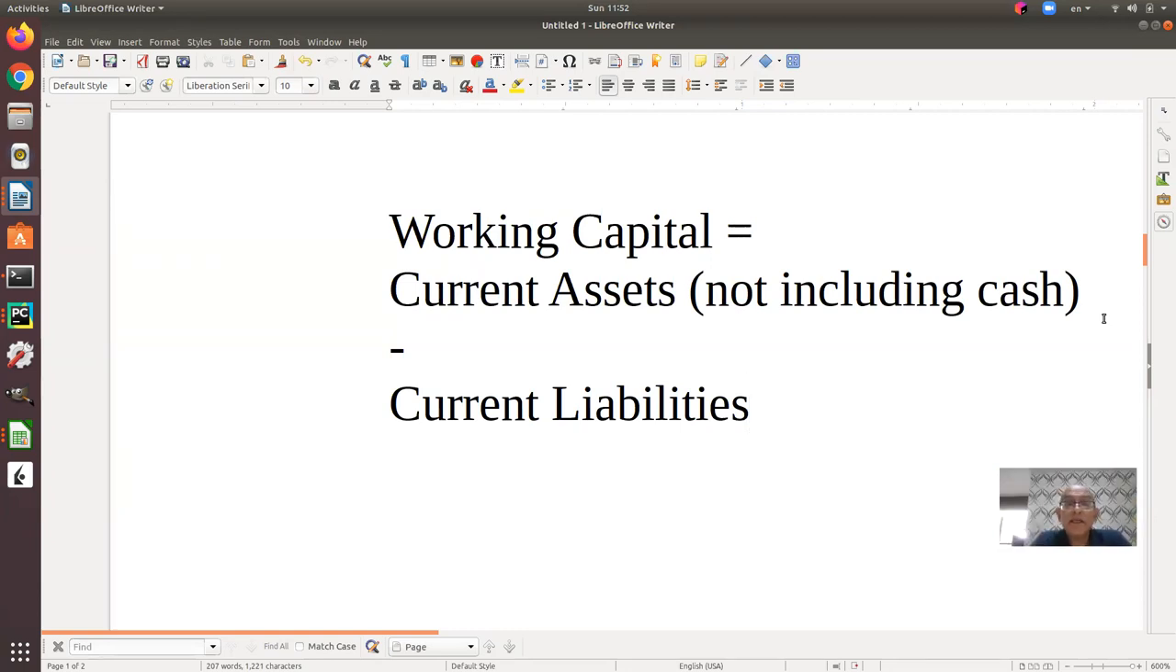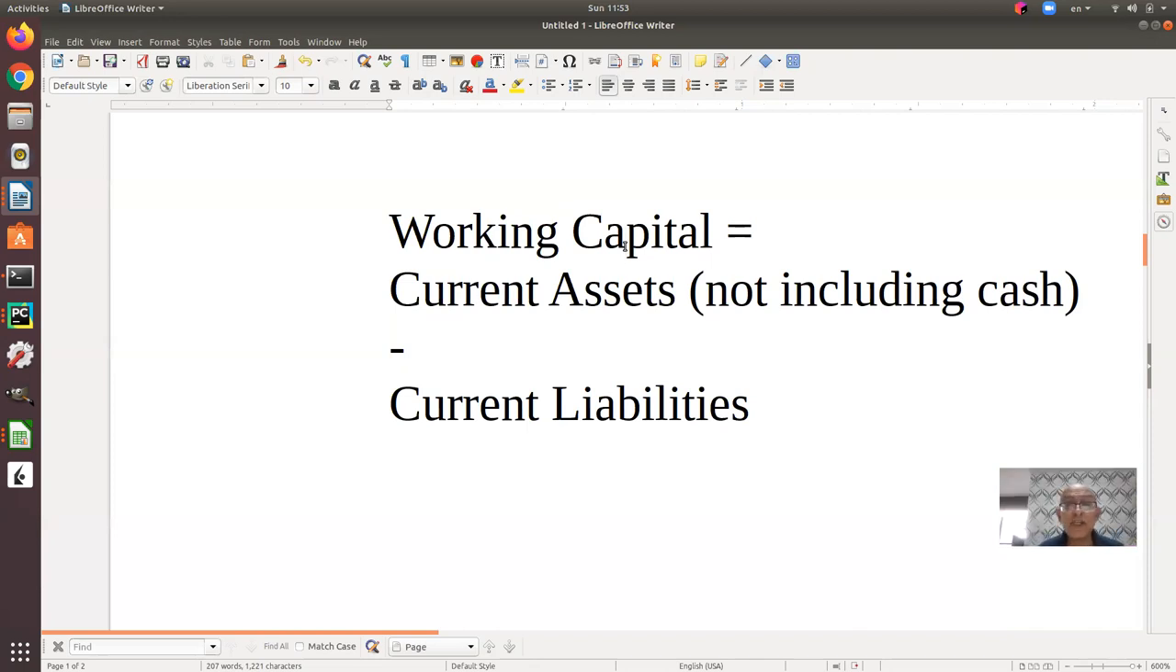So what does it mean, increase or decrease in working capital? How can working capital go up? If the current assets go up, then working capital will go up. Correct? If current liabilities go up, working capital will go down. What happens if current assets and current liabilities both go up by the same amount? No change in working capital. One more time. If current assets and current liabilities go up by the same amount, there will not be any change in working capital. And write it down too.